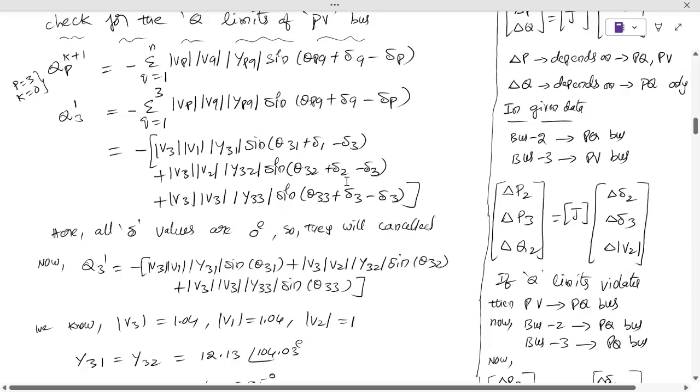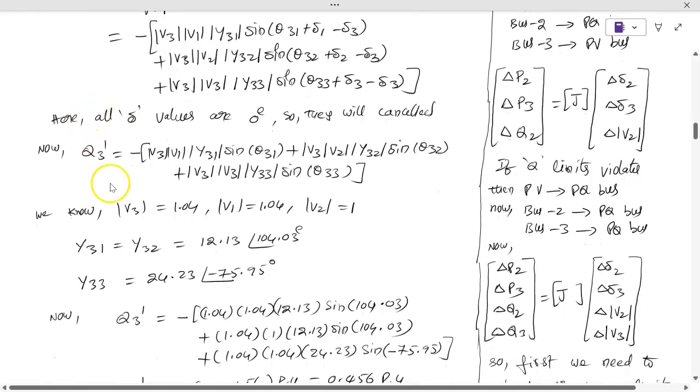If it is the slack bus, del 1 is 0. If it is a PV and PQ bus, del 2 and del 3 are also 0. So as these are zeros, this term will become 0: del 1 minus del 3 is 0, del 2 minus del 3 is 0, del 3 minus del 3 is 0. So now after simplifying we'll get this again. So only the theta terms will come.